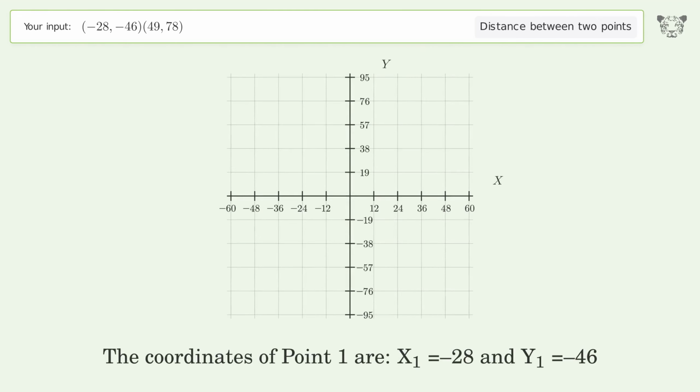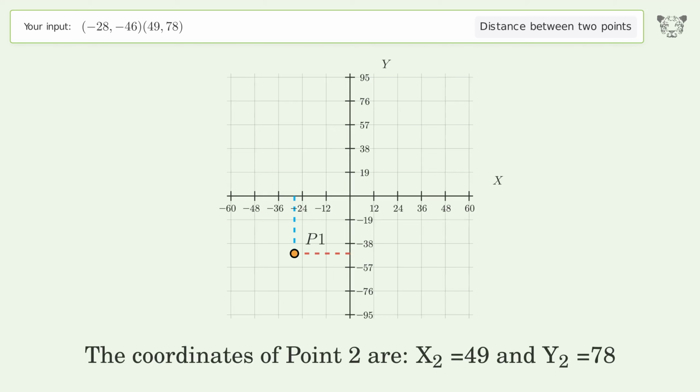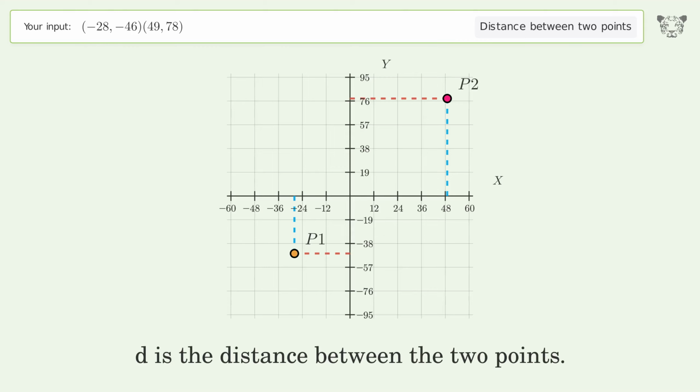The coordinates of point 1 are x1 equals -28 and y1 equals -46. The coordinates of point 2 are x2 equals 49 and y2 equals 78. D is the distance between the 2 points.